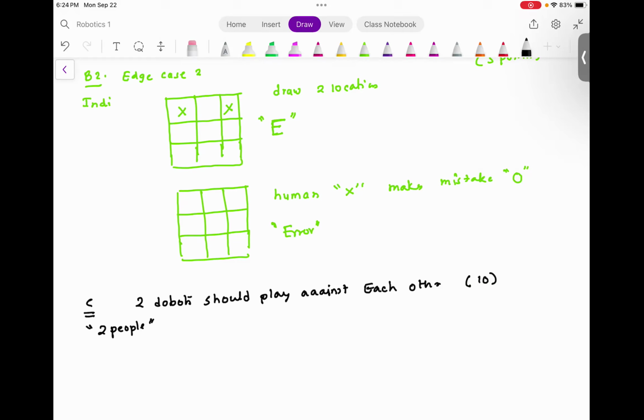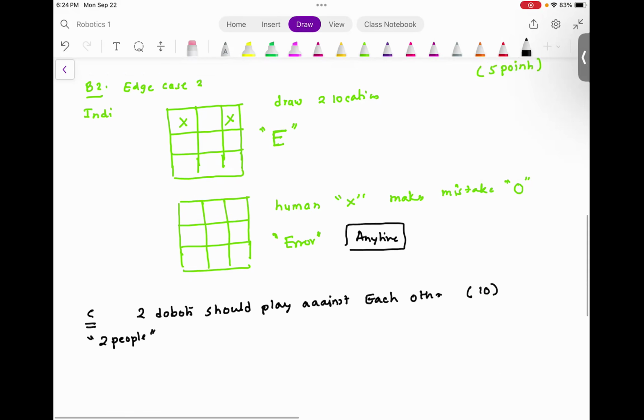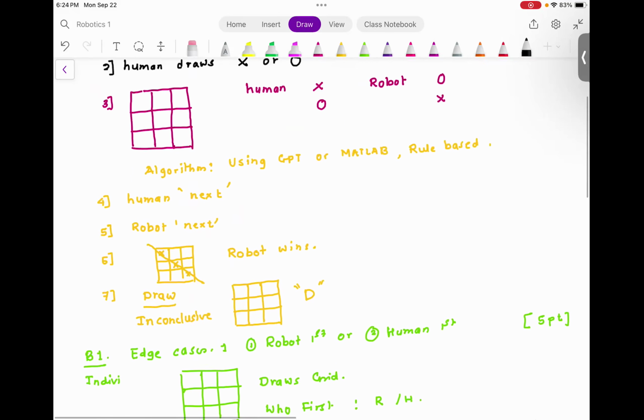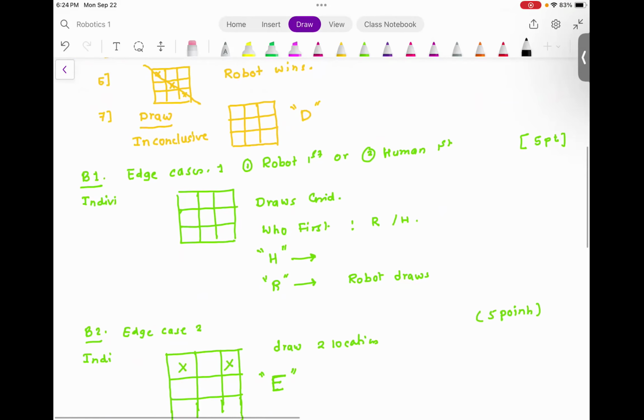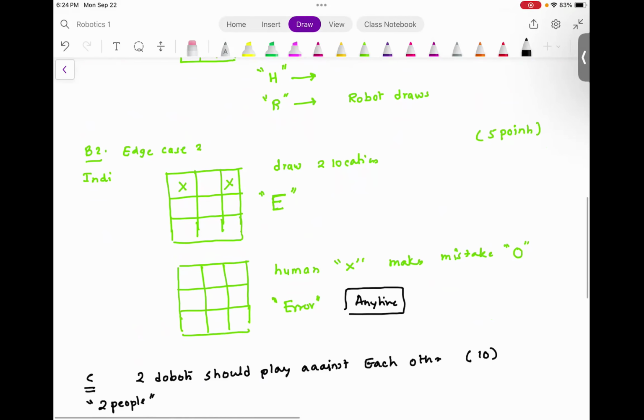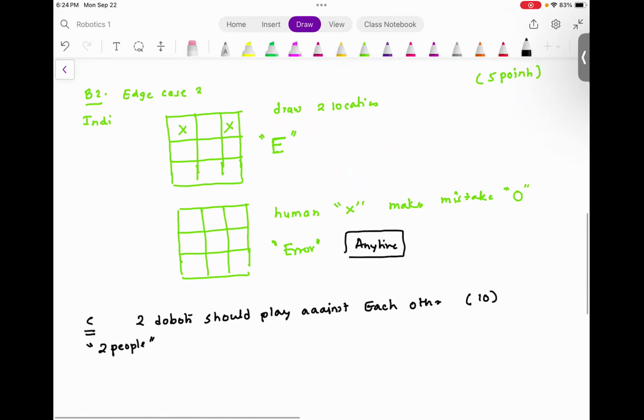For B2, is that human error happening mid-game or at the very beginning? Anytime. Okay. So the basic midterm said that human can draw either one first. The robot has to recognize that, right? Correct. That is part 1, Part A, that you need to finish. This is required. This midterm is required. So before you do either B1, B2, and C, your midterm has to be complete. Everyone understood this?